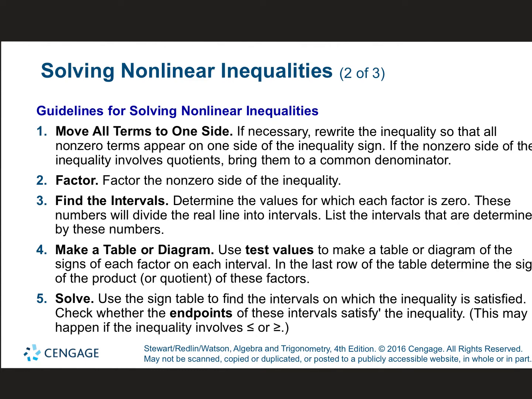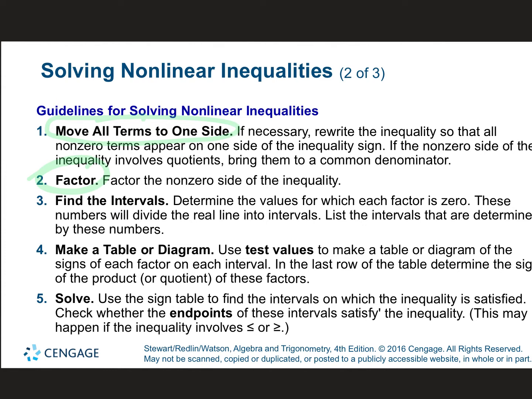The way that we do that, we are going to factor. All right, the first thing you do is move all of the terms to one side. We've done this before. You're going to get everything to one side. Then you're going to factor. And then we're going to find intervals. We have to find places where the solution set is and where it isn't. We have to figure out where we're going to color. We have to figure out what makes the inequality true.